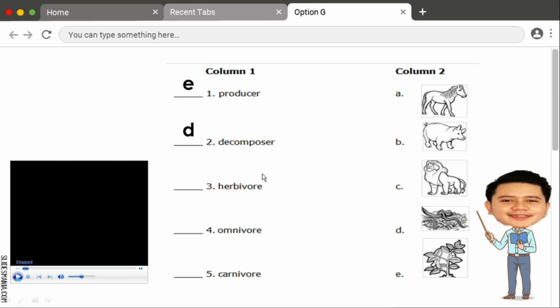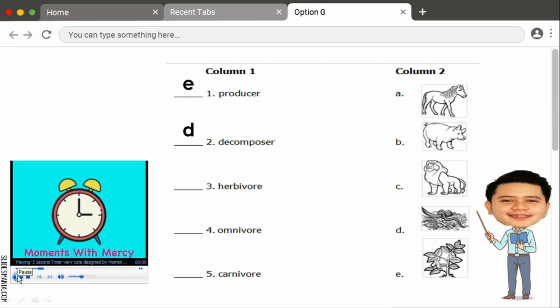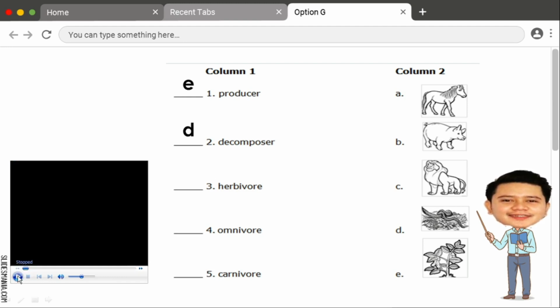Okay. Next, herbivore. So herbivore, what does it mean? Plant eater. Okay. So what animal is it for column 2? So 5 seconds. Okay, the correct answer is letter A. A horse is a herbivore.